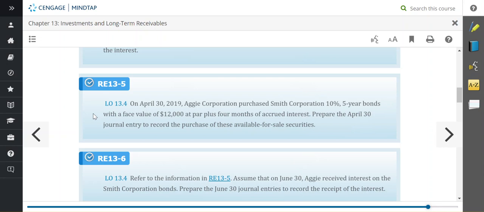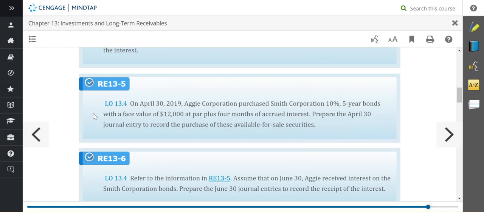So available for sale securities can be bonds, or they could be stocks that we're purchasing. And it's for companies that are not doing this for a living. They don't plan to hold them to maturity, but they're also not a bank or an investment firm that buys and sells investments frequently. So that's the catch-all for everybody else that falls under available for sale securities.